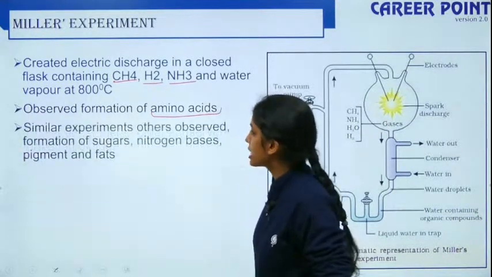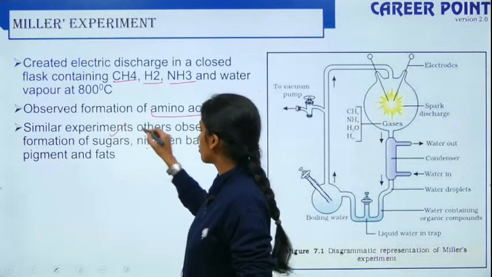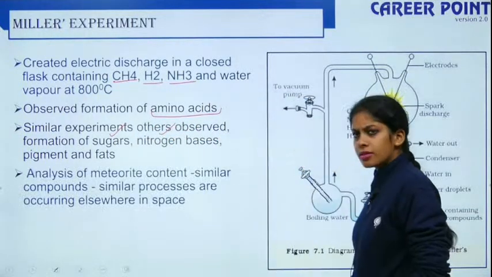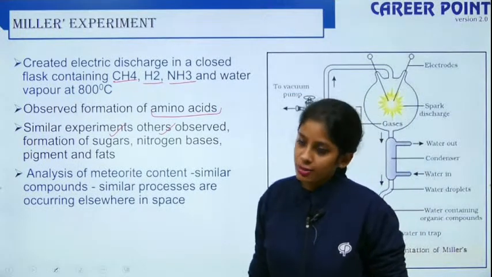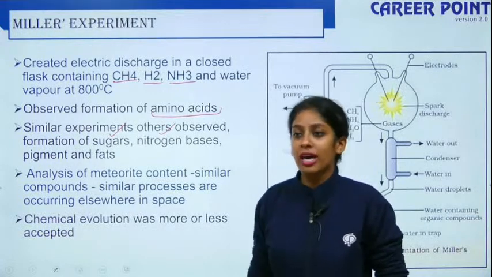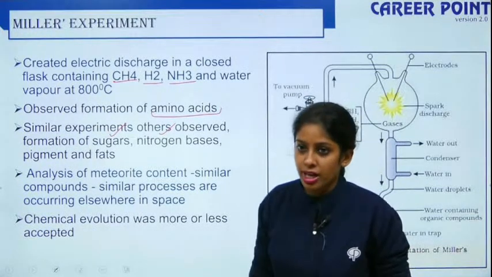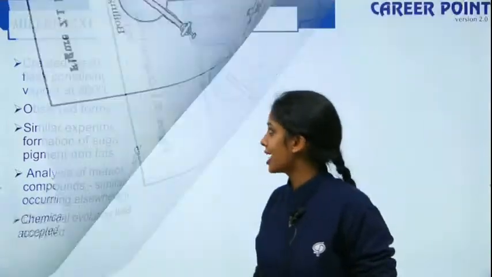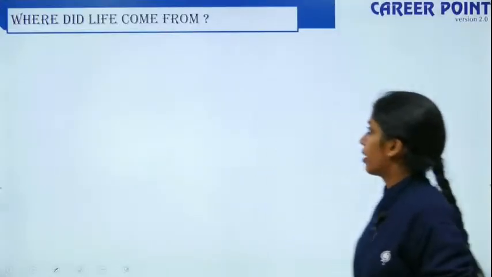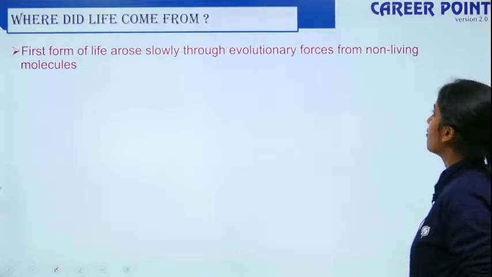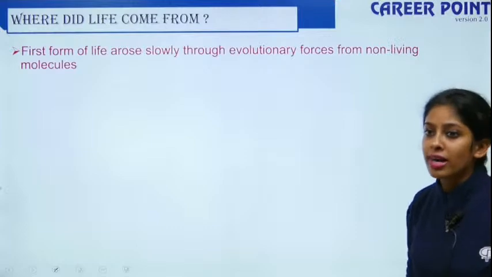Similar experiments observed the formation of sugars, nitrogenous bases, pigments and fats. And when we analyzed a meteorite, we also found that the same process is happening. Thus, the theory of chemical evolution was accepted. The proof for chemical evolution was given by Miller's experiment. Done? Okay. So, the first form of life arose slowly through evolutionary forces from non-living molecules.